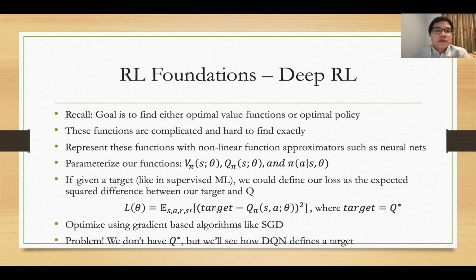An ideal target for our Q function would be the optimal Q function, or Q star. Then we can optimize this loss using gradient-based algorithms like SGD. The problem is that in RL, we're not given the target Q star, but we'll see later how DQN defines a target.